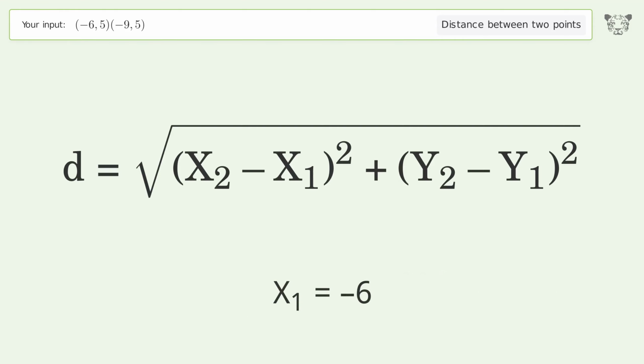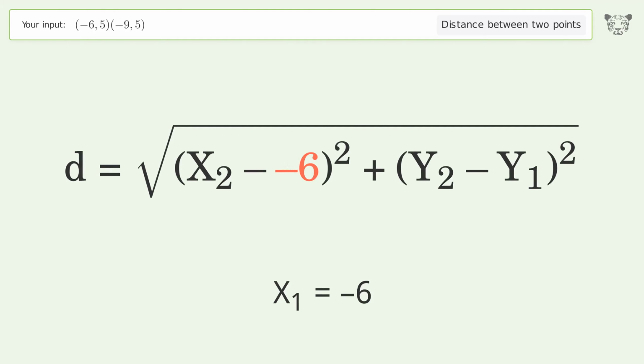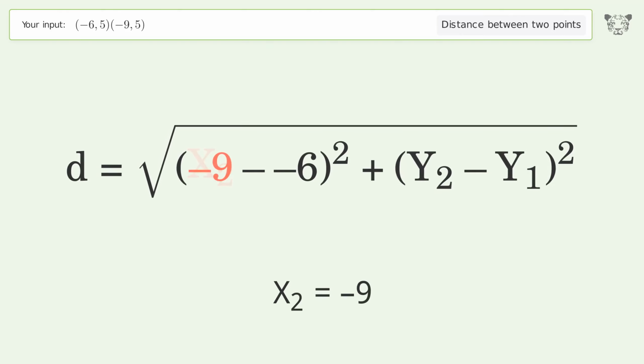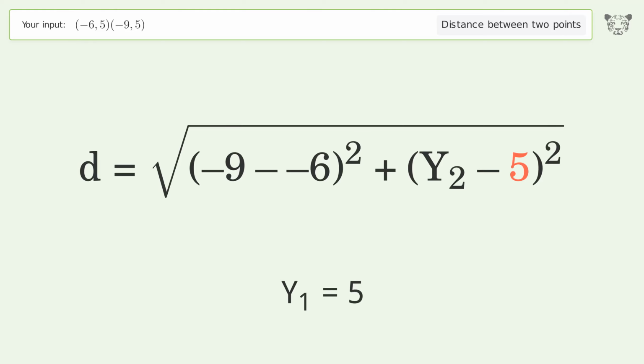x1 equals -6. x2 equals -9. y1 equals 5. y2 equals 5.